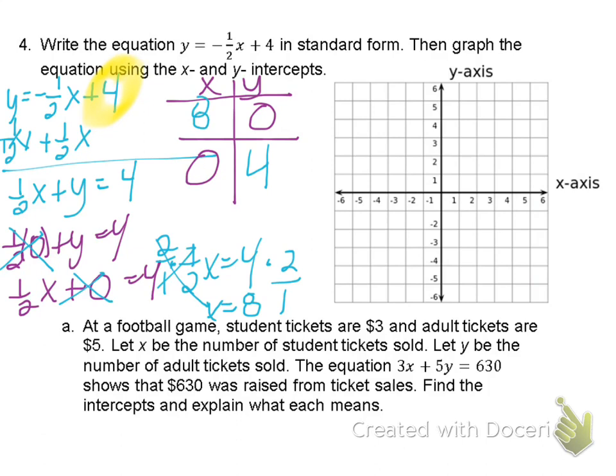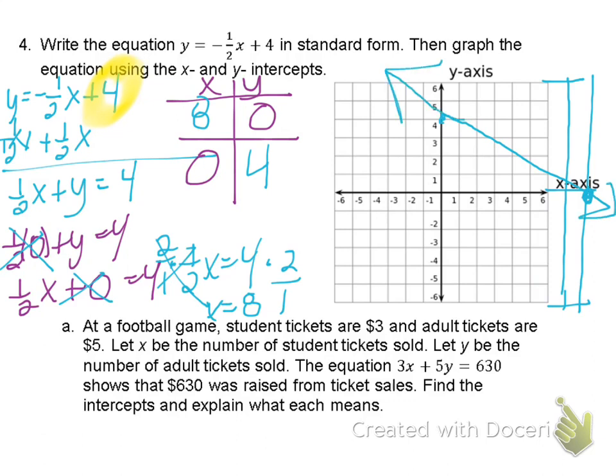So then we just have to plot those points. So the y-intercept is 4, so we'd go up to positive 4 here and put our point. And the other one is, again, off of the axis. I'm sorry, I didn't check that before I put these on here. I just put them on. So our x-intercept is over here at positive 8. And then we would just connect our points and we have our line.